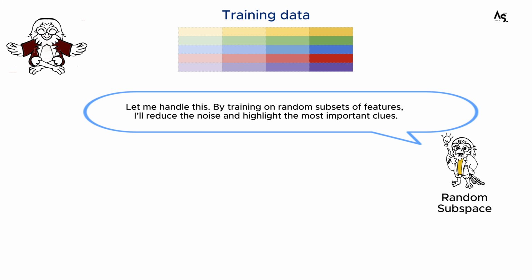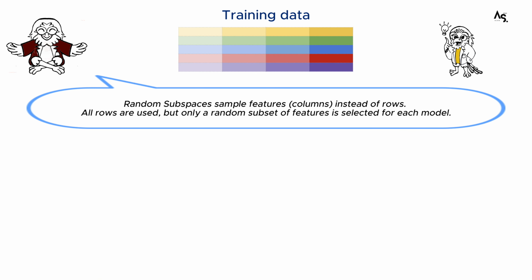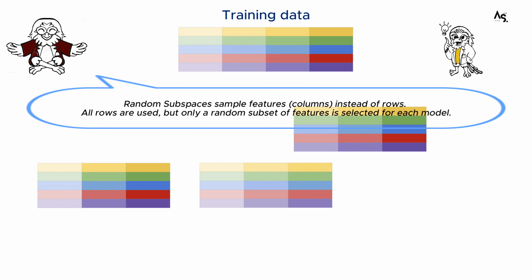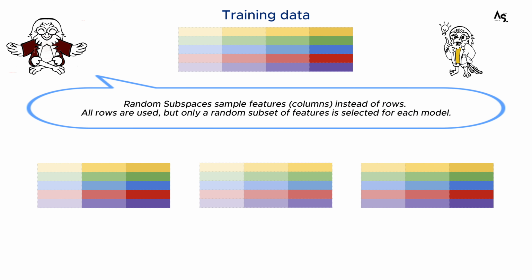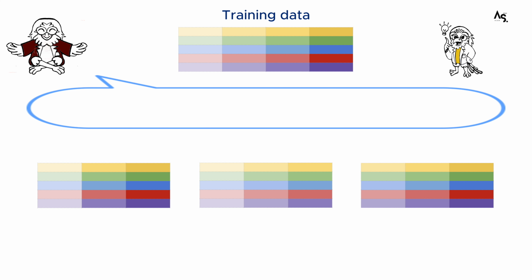Let me handle this. By training on random subsets of features, I'll reduce the noise and highlight the most important clues. Random subspaces sample feature columns instead of rows. All rows are used, but only a random subset of features is selected for each model. Random subspaces focus on feature diversity rather than row diversity. This can be useful when dealing with high-dimensional data.